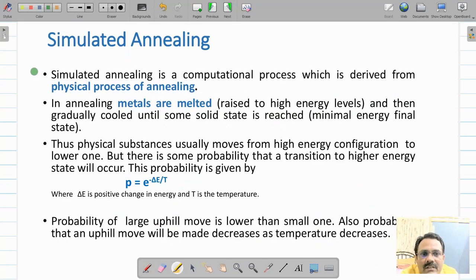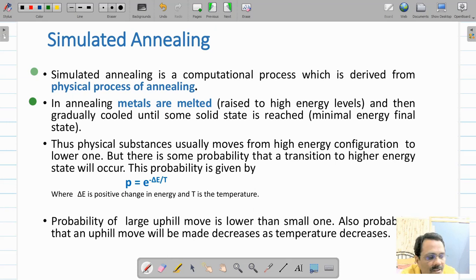Simulated annealing is a computational process which is very similar to the physical annealing process in physical sciences. In the physical annealing process, what we do is heat a metal and give very high energy to the material and melt it, and we allow it to cool down after some time. So that process moves from the high energy state to the low energy state. It is found that material has a tendency to reach from high energy state to the low energy state.